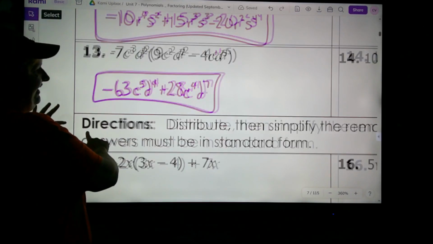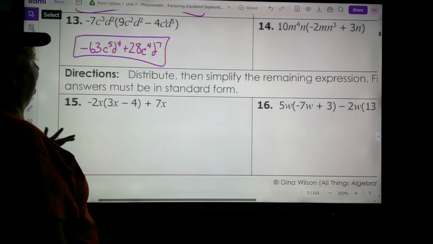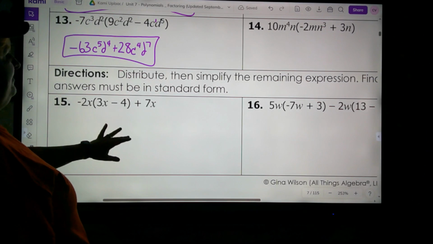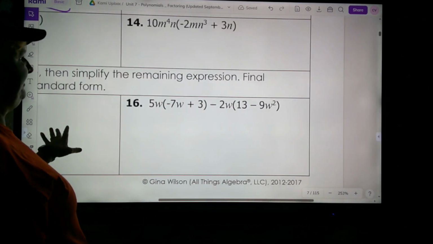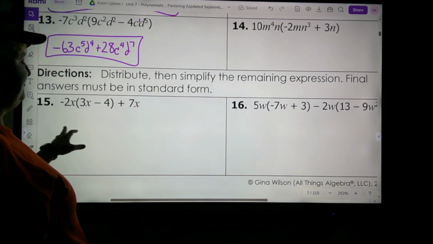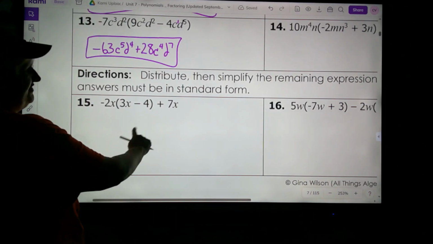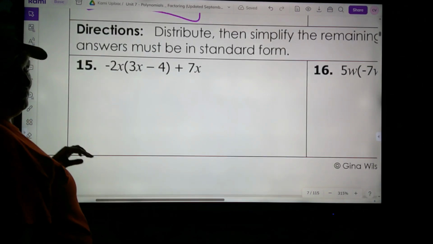All right, they're going to add a little addition to the end, don't panic. It says distribute, then simplify the remaining expression. Final answers have to be in standard form. We'll do both of these together. You're welcome to try them on your own. It's just logic.